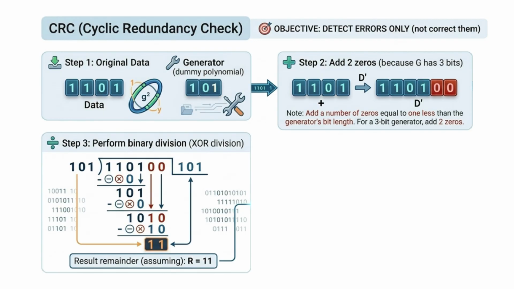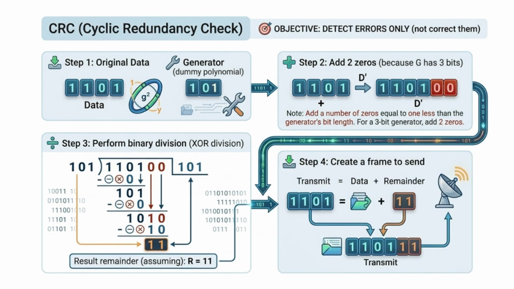We divide 110100 by the generator 101 step by step using modulo 2 division. After completing the full process, the remaining bits, the remainder, are 11. This remainder is the CRC checksum, and it is appended to the original data to create the final encoded frame. This frame is then ready to be transmitted over the communication channel, carrying both the original information and the redundancy needed for error detection at the receiver.